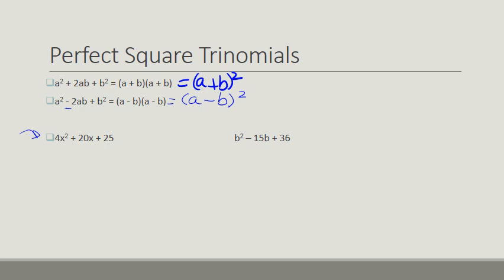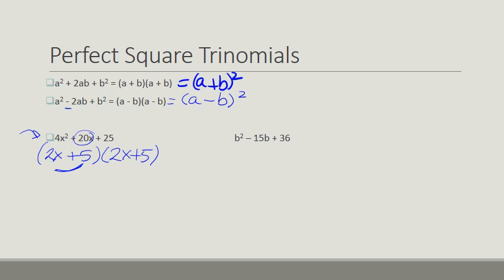Okay. So if I look at these two trinomials, this is a perfect square trinomial. The square root of 4x squared is 2x, okay? And the square root of 25 is 5. If I multiply these, it gives me 10x, and if I double it, it gives me 20x, so it gives me that. So this can be factored into 2x plus 5 and 2x plus 5.